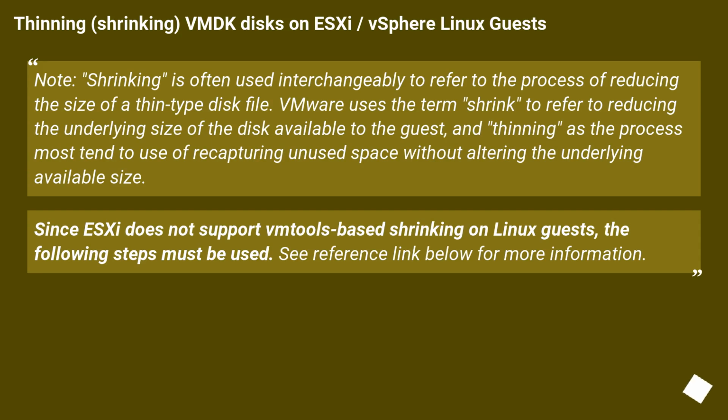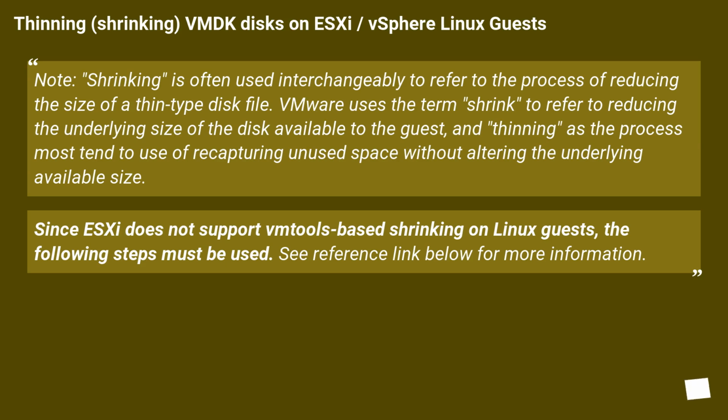Thinning, shrinking VMDK disks on ESXi vSphere Linux guests. Note, shrinking is often used interchangeably to refer to the process of reducing the size of a thin type disk file. VMware uses the term shrink to refer to reducing the underlying size of the disk available to the guest, and thinning as the process most tend to use of recapturing unused space without altering the underlying available size.